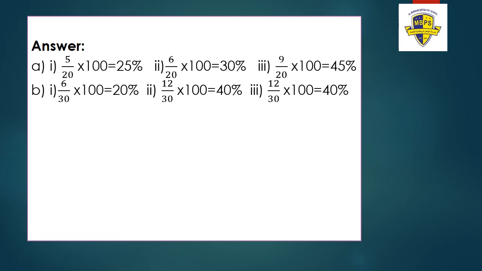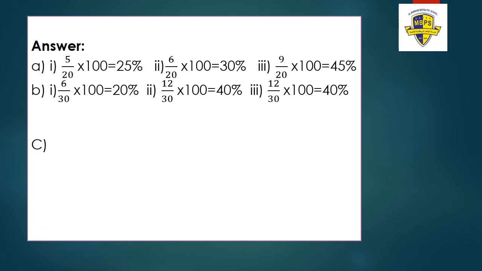What is the percentage of girls who were normal? We have 12 girls who were normal, so 12 out of 30 multiplied by 100, we have 40% normal. What is the percentage of the girls who were overweight? We have 12 girls overweight, so 12 out of 30 multiplied by 100, we have 40%.